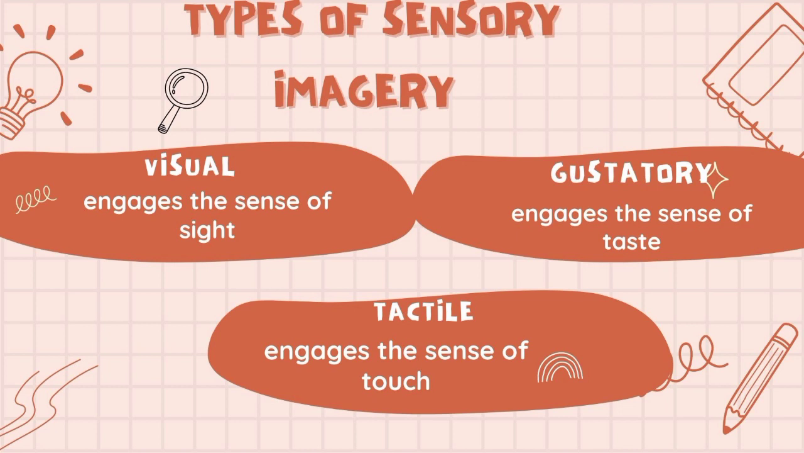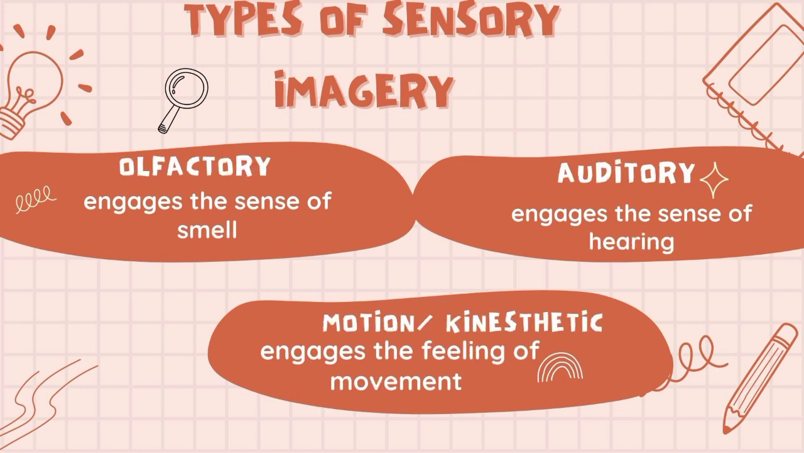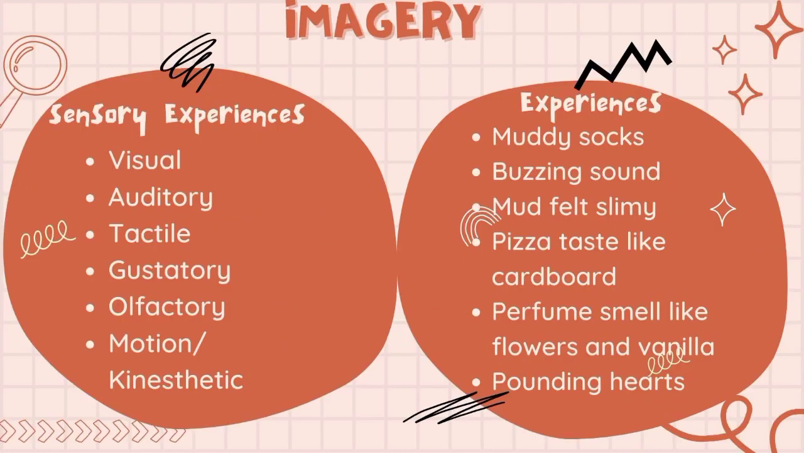Let's go to the next one. Olfactory. It engages the sense of smell. When you see the sense of smell in the sensory imagery used in a statement or any literary work, that is related to olfactory. Next one, you're very familiar with this, auditory. It engages the sense of hearing. Anything that you can hear is related to auditory. Next one is motion, or kinesthetic. It engages the feeling of movement. Anything that requires you to move to another dimension or another place is called kinesthetic or motion.